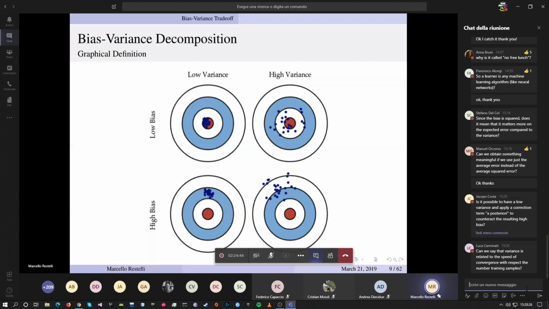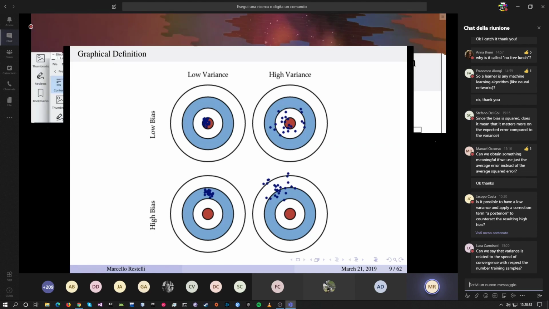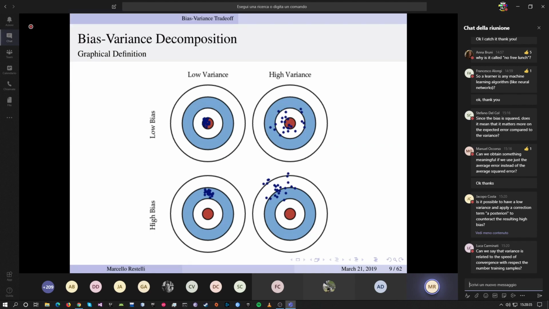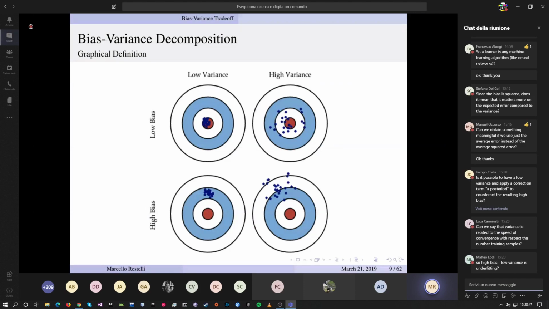Can we say that variance is related to the speed of convergence with respect to the number of training samples? We can say that, differently from the bias, the variance is influenced by the number of samples. All this reasoning is made for a fixed dataset, so a dataset with a fixed number of samples. Of course, if you can increase the number of samples, this is always beneficial because by increasing the number of samples, the bias doesn't change, while the variance reduces, as we will see in a minute.